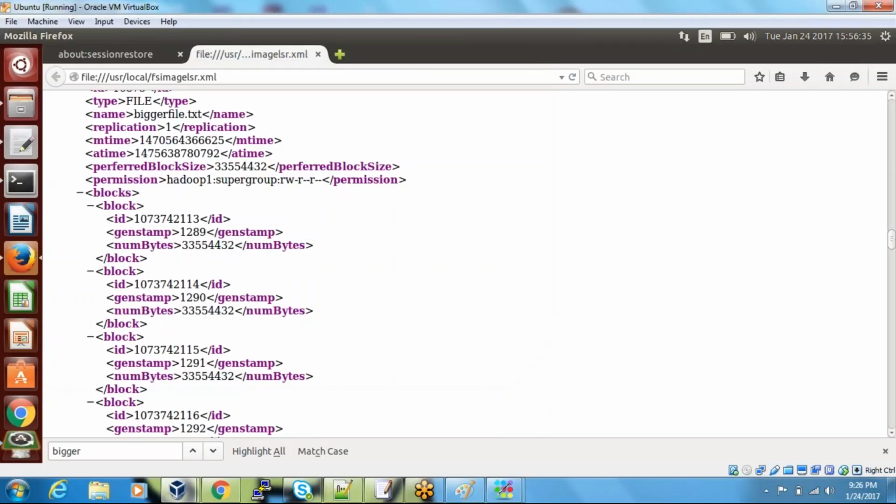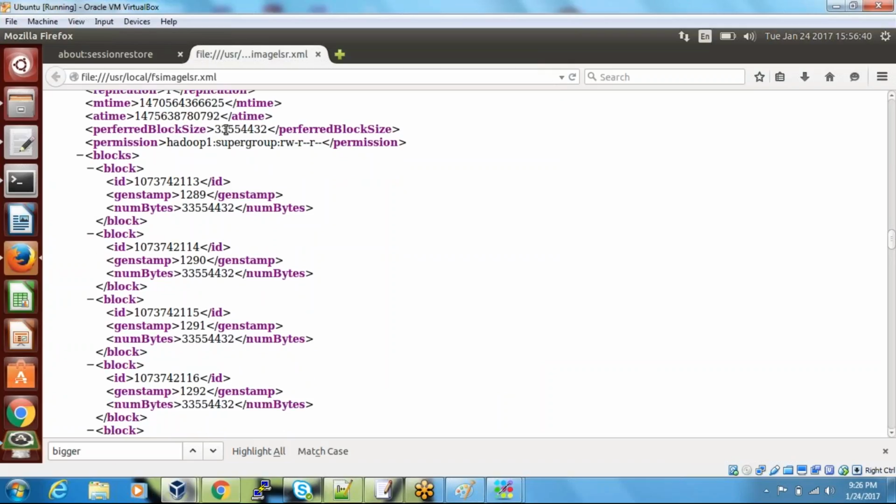By the time Hadoop starts, look here, this bigger file has been divided into multiple blocks. The inode contains the permissions as well, as I said: who the user is, which group it belongs to, what permissions it has. All the permissions are here, you can see them in this tag. And the blocks: how many blocks there are for that specific file.